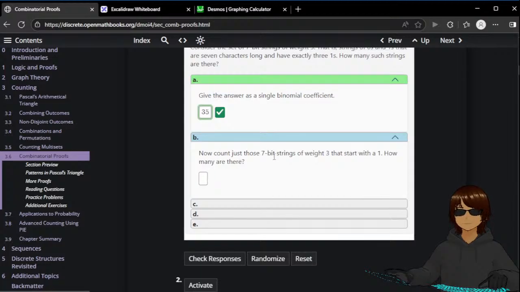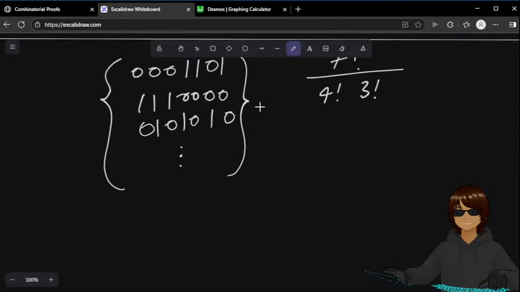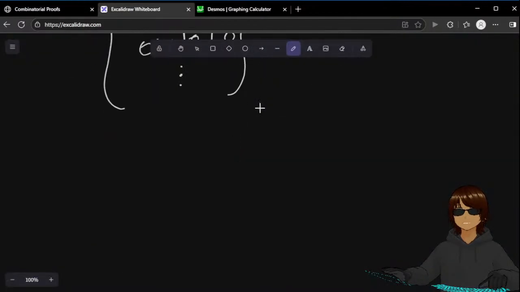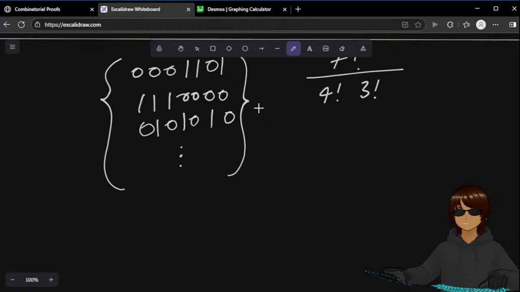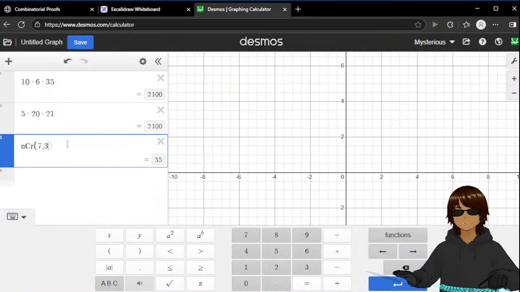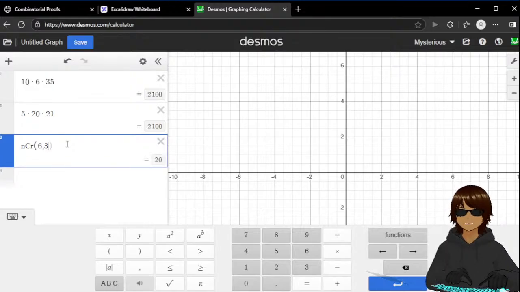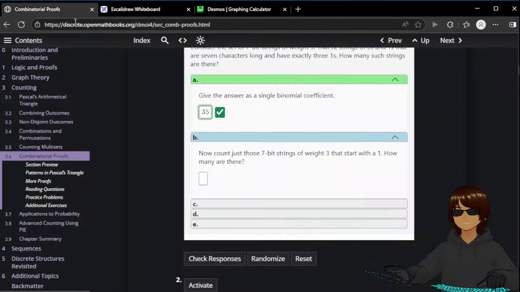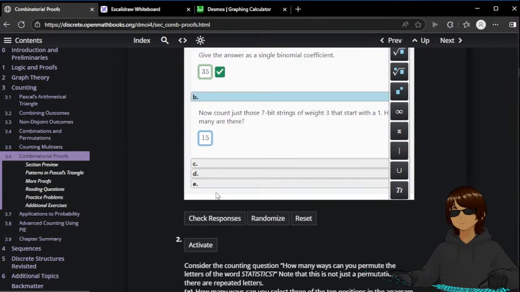Now just count those 7-bit strings of weight 3 that start with a 1. How many are there? So that means we just have to count 6-bit strings with weight 2, right? 6 choose 2 is 15.